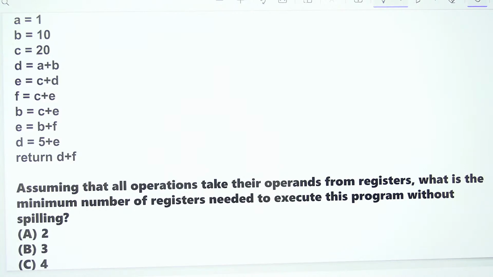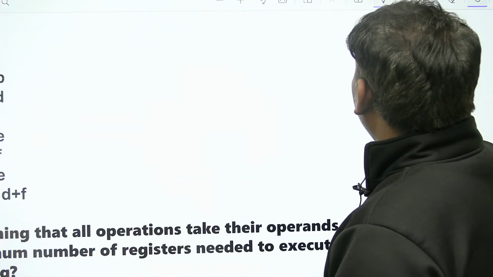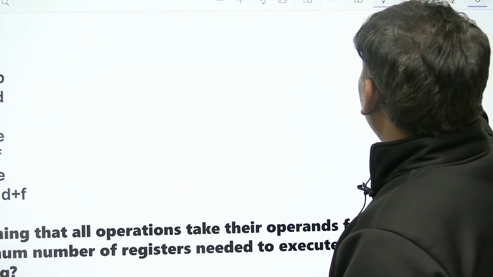Next one, assuming that all operations take their operands from registers only. Remember, if you want to do any operation, those operands should be in the registers only. What is the minimum number of registers needed to execute this program without spilling? What is the meaning of spilling?